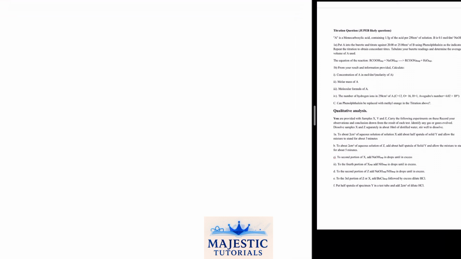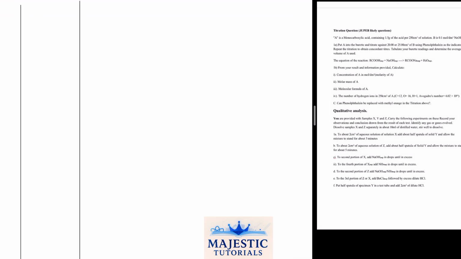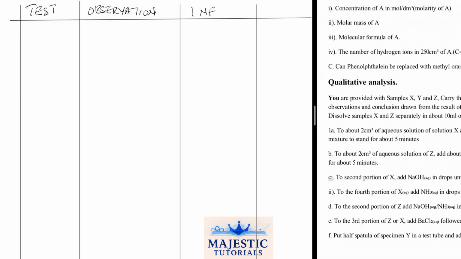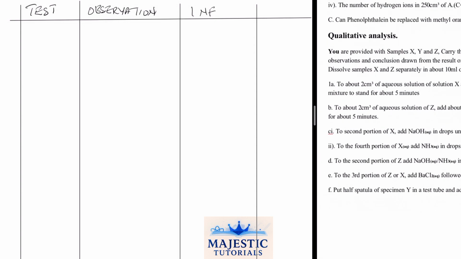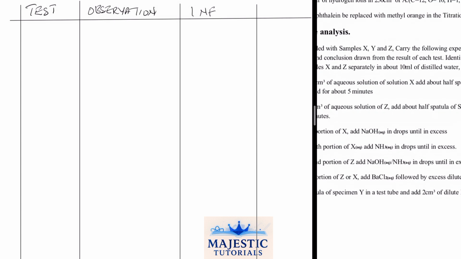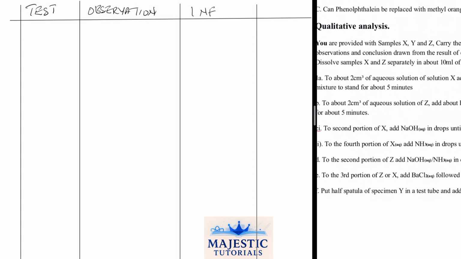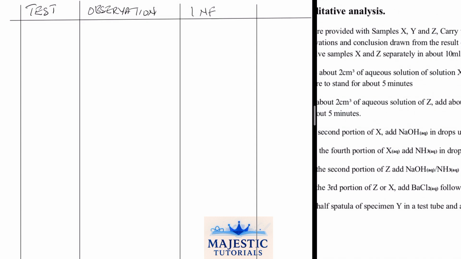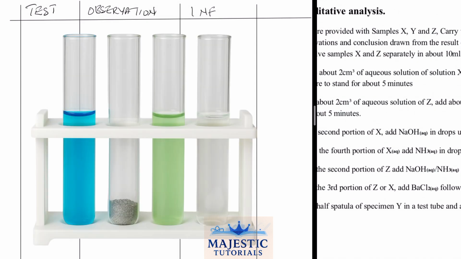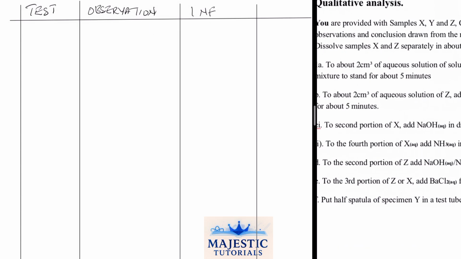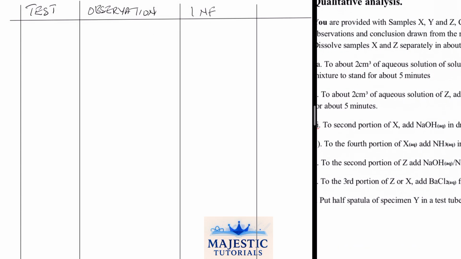I will make a table which will have test, observation, and inference. The first one says you are going to dissolve X and Y separately in 10 ml of distilled water. You just tell them both dissolve. X will form a blue solution, Z will form a light green or yellowish green solution. Then you just say that X and Z are both soluble in water.